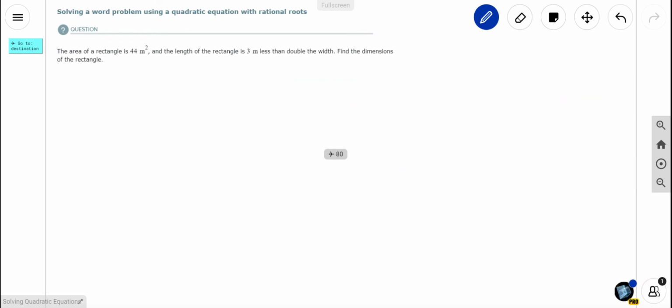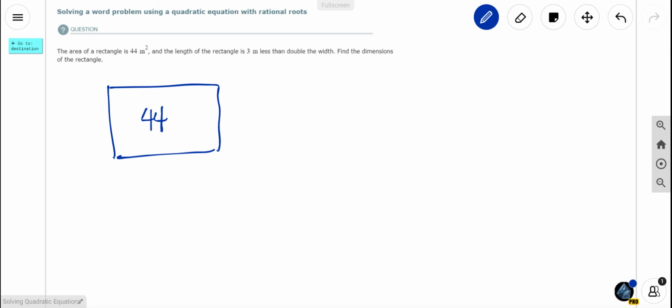Now you're getting into shapes. I did 2 of these. This is the first one. They're very similar. Quadratics are really popular with rectangle problems. I typically write the area in the center. So it says the area of a rectangle is 44 meters squared.